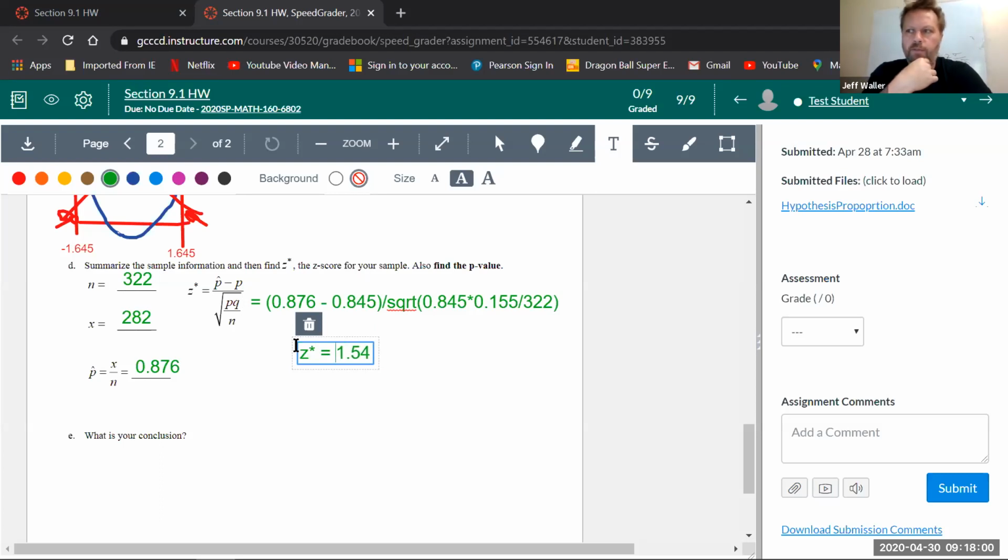Somebody find the p-value, please. Let's see. I can't remember if I told you guys about two-tail tests, what happens. If you forgot what the p-value is, just hang out for a minute.